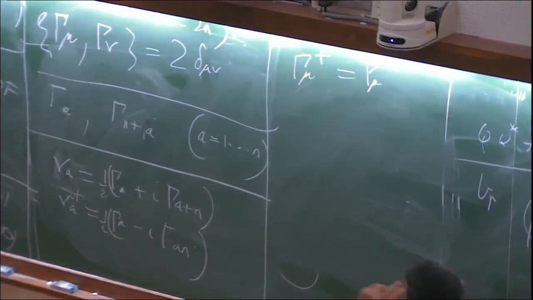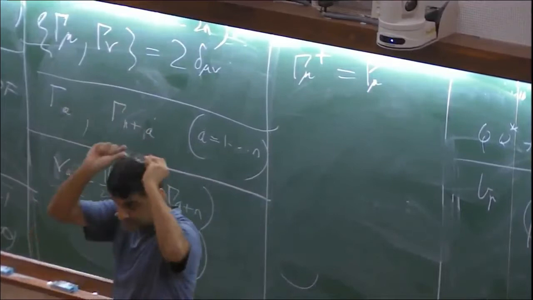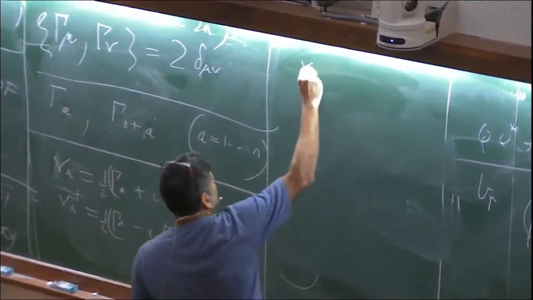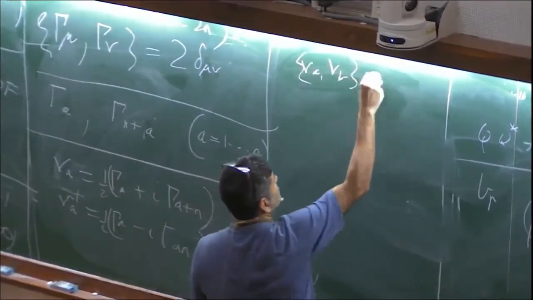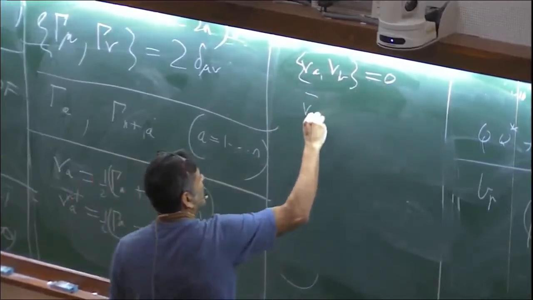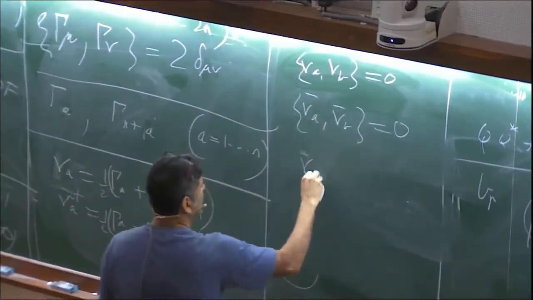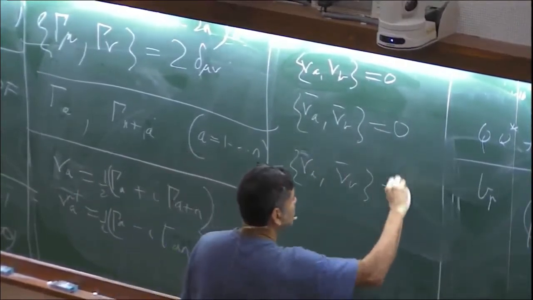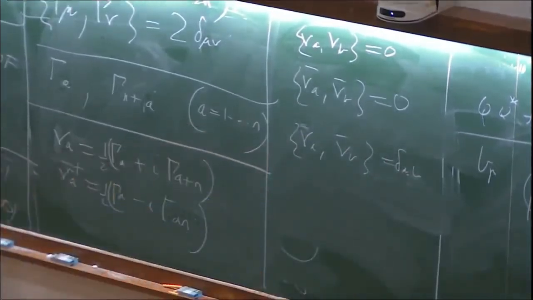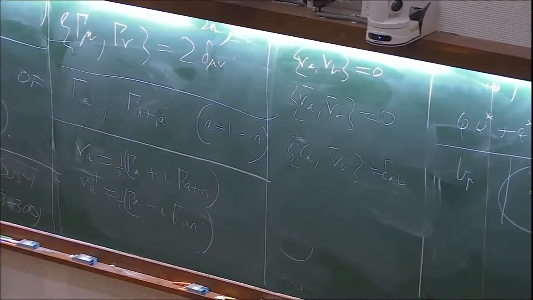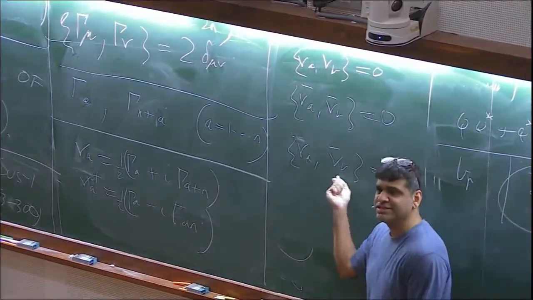Okay. Now, by using this commutation relation, it is trivial to check that {γ_A, γ_B} = 0, {γ̄_A, γ̄_B} = 0, and {γ_A, γ̄_B} = δ_AB. In particular, all the little gammas square to 0. And the gammas with each other implement the commutation relations of a fermionic harmonic oscillator.